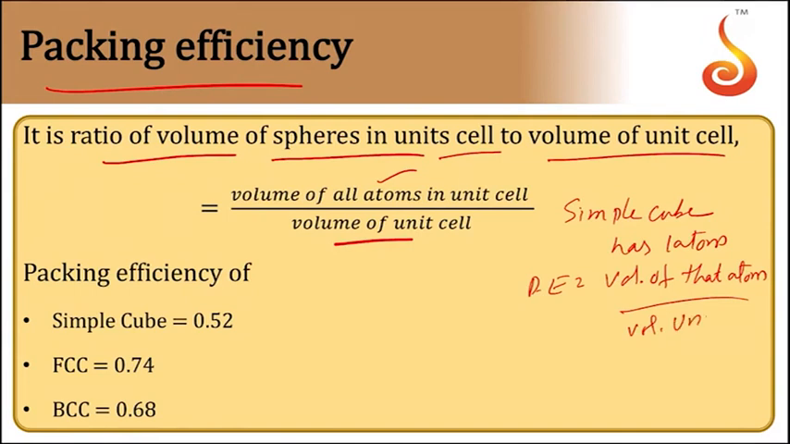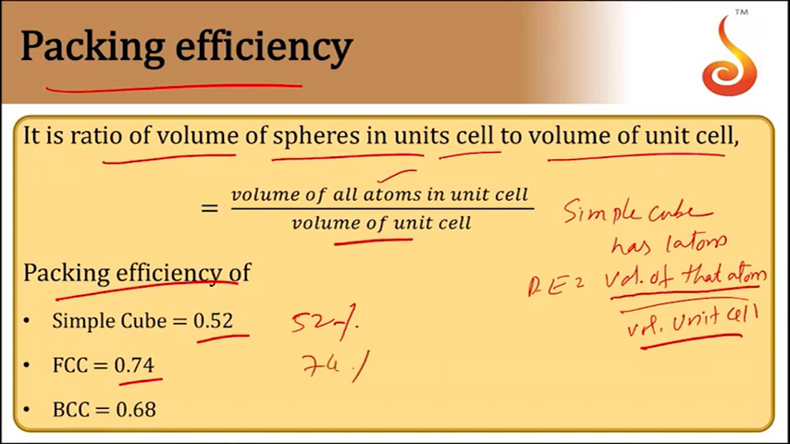Volume of unit cell we have. So therefore you should find number of atoms of the unit cell and find out the volume of all the atoms of the unit cell divided by the volume of the unit cell. So on calculations we are going to get packing efficiency for simple cube as 0.52, means it is 52% we have, and FCC 0.74, that is a 74% occupancy we have, and BCC we have 68%. So this can be done on calculations. So packing efficiency of simple cube 0.52, FCC 0.74, BCC 0.68 we have.